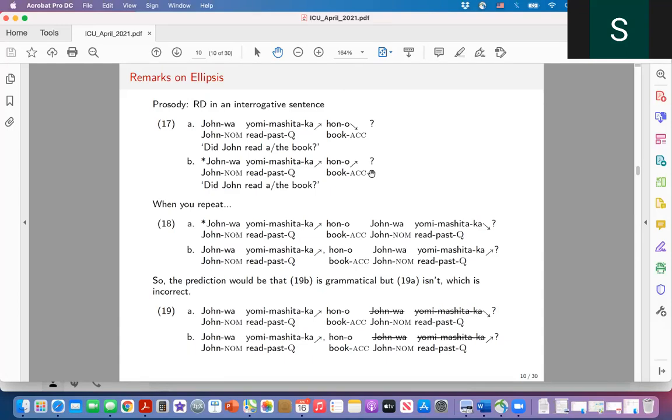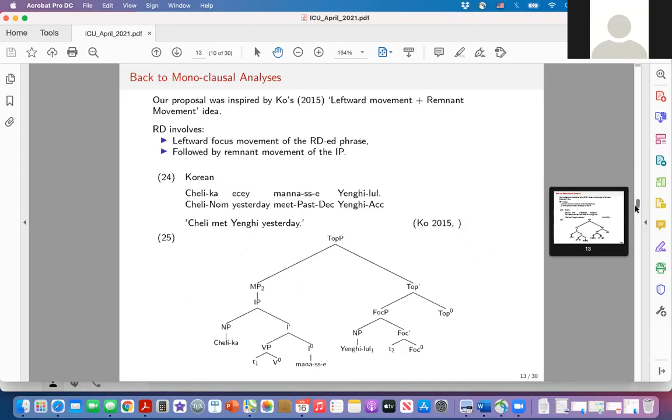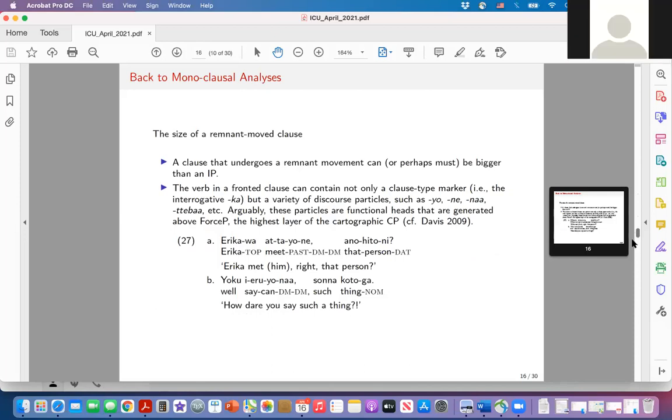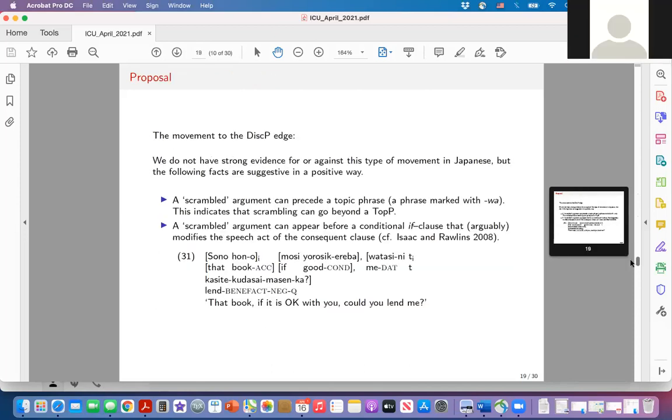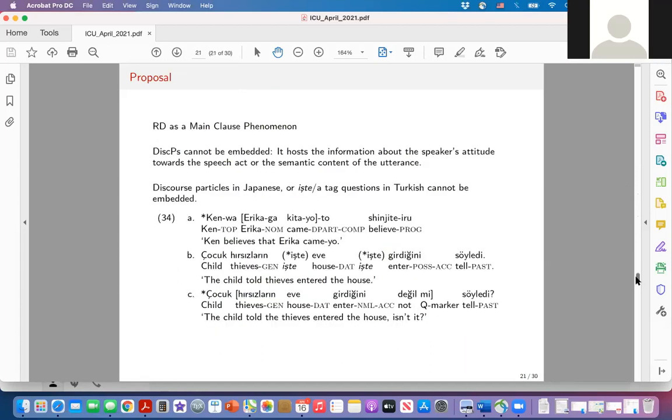Thank you very much for the interesting talk, Tomioka sensei. I really liked your communication-based approach analysis. I have a question about the relationship with QUD, question under discussion. You talked about the example like John wa yonda yo, LGBO, or that kind of thing. So what would be the question under discussion for that utterance?